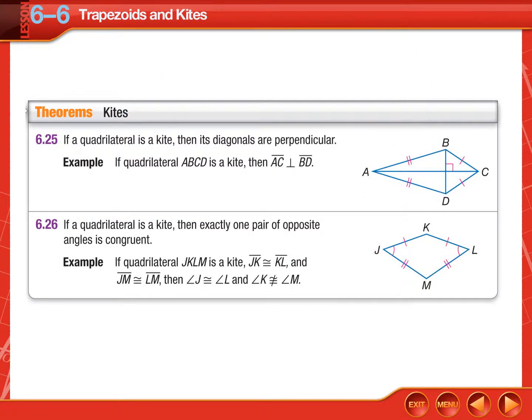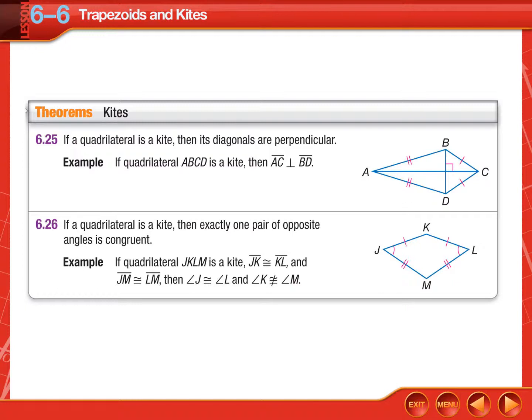Kites. All right, so the definition of a kite, and that's in your book on page, let me look for it. A kite is a quadrilateral with exactly 2 pairs of consecutive congruent sides, consecutive meaning they are right next to each other. Unlike a parallelogram, the opposite sides of a kite are not congruent or parallel.